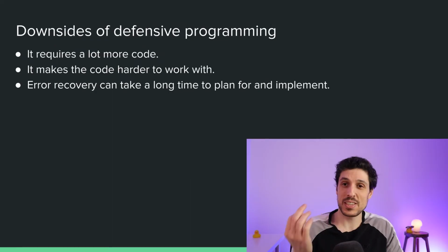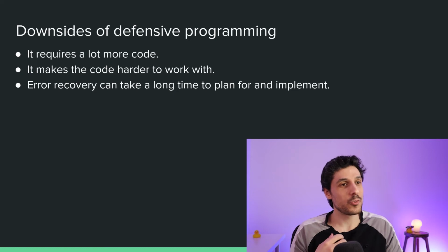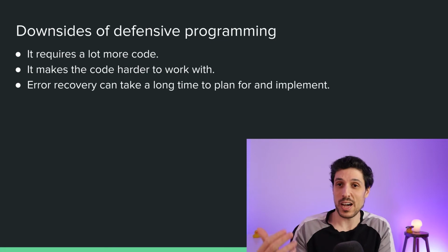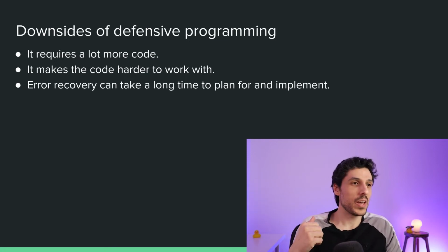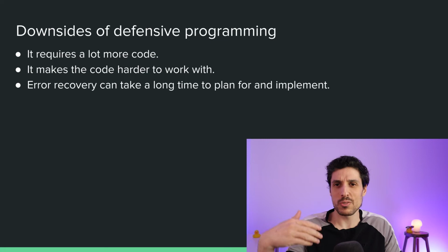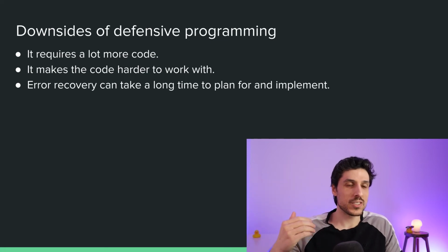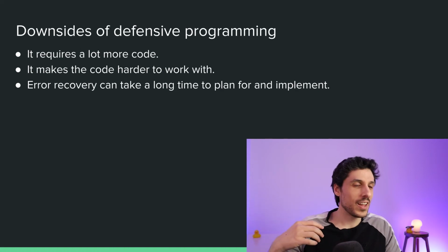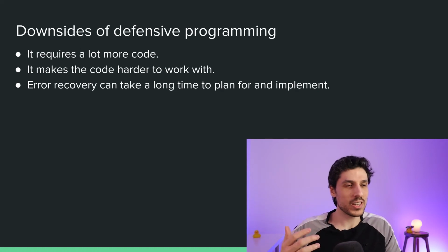All right, so we're coming towards the end of defensive programming here, and the next section is on downsides of defensive programming. So if it wasn't clear already, here they are summarized. It can have significant downsides, right? It requires a lot of code, right? Because of all the conditions and checks that you're going to have, the additional ones. And performance can be worse, again, because of all the conditionals and checks and stuff. And it makes the code harder to work with because there is a lot more code, right? And error recovery can take a long time to plan for and implement as well.